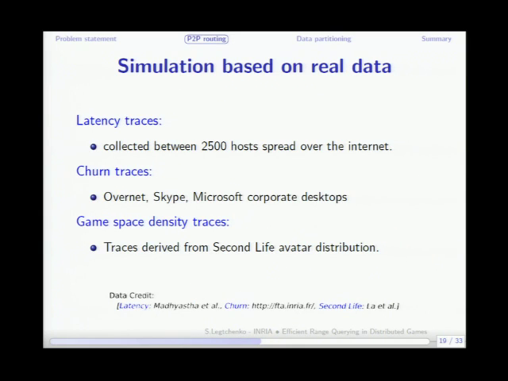To evaluate our mechanism, we used simulation based on real data. We implemented the whole system in the simulator, and then we injected real traces. We have various traces: latency traces collected between peers on the internet, churn traces from several peer-to-peer systems and also corporate desktops, and for game density traces, we use traces that we derived from the Second Life avatar distribution.